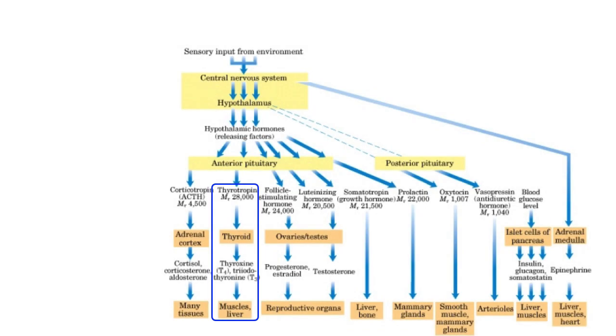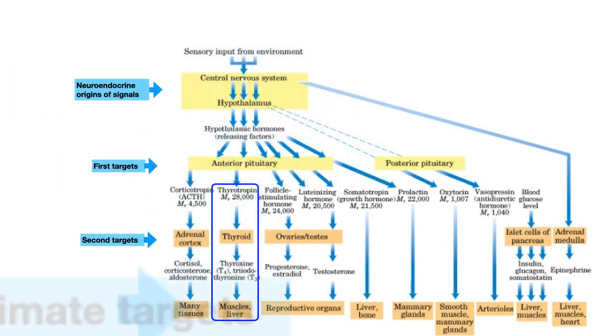Alright, so take a look again to the general endocrine map and let's go for the thyroid and parathyroid hormones. This last will be in a different video.